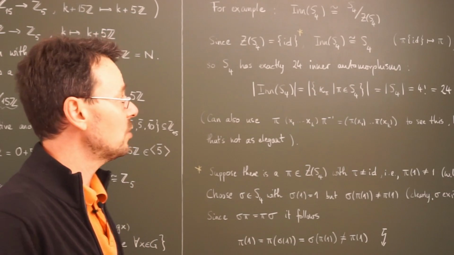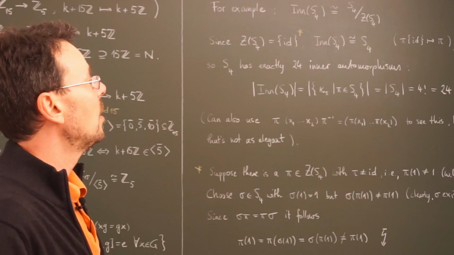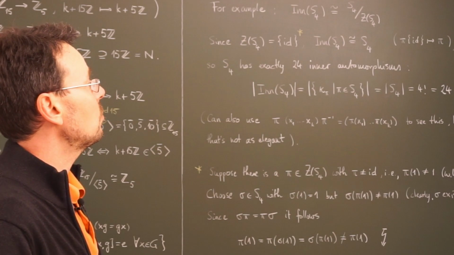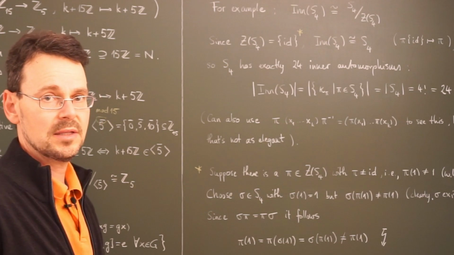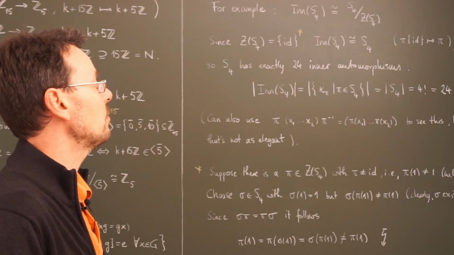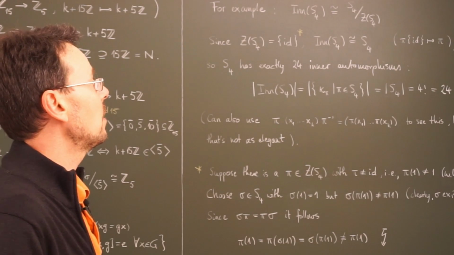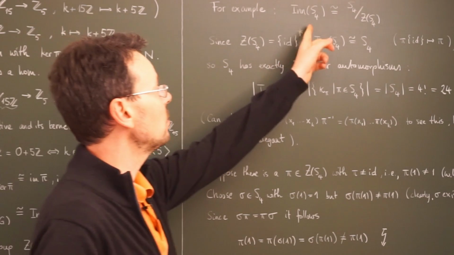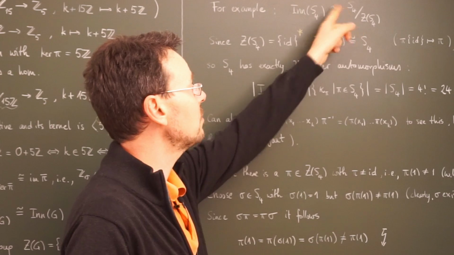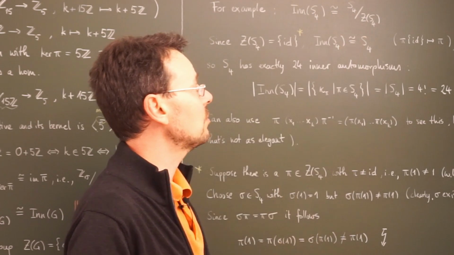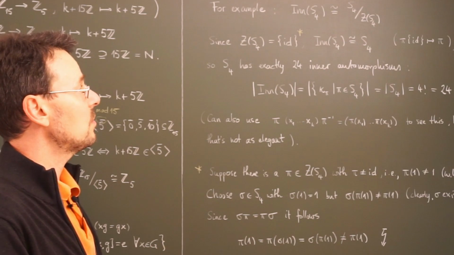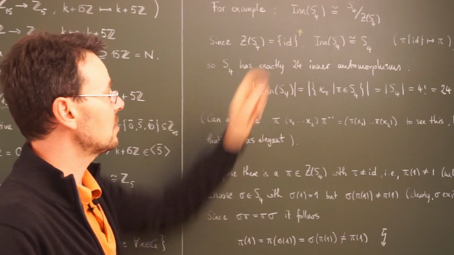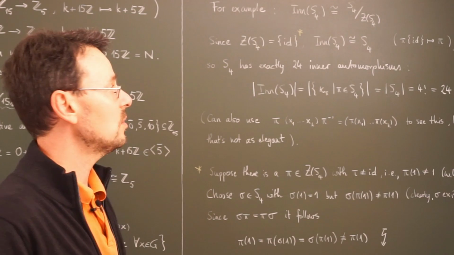Okay, as an application of this isomorphism, we try to find out what the inner automorphism group of S4 looks like, S4 being the symmetric group on 4 elements. Now, by this isomorphism, we know that this group is isomorphic to S4 modulo the center of S4. But now the center of S4 is trivial, consists only of the identical permutation.